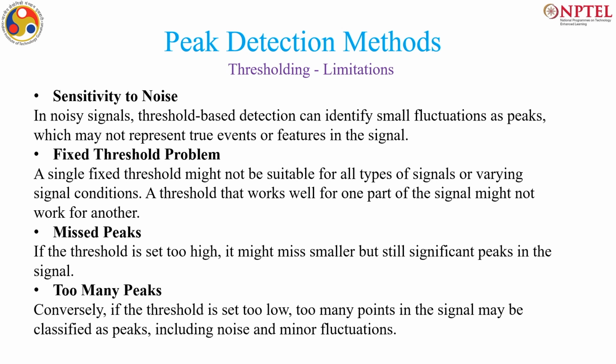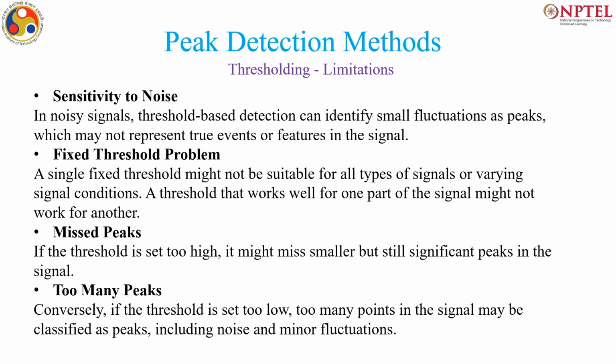So, here probably some adaptive thresholding will be beneficial. Then there are missed peaks: if the threshold is too high, some peaks may be missed, or if the threshold is too low, you can have too many peaks. So, this is very much dependent on the threshold, and this is good enough to understand, but for applying in practical scenarios, you may need to do something else.